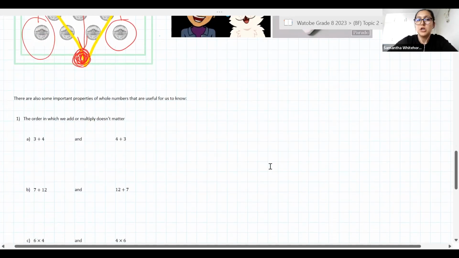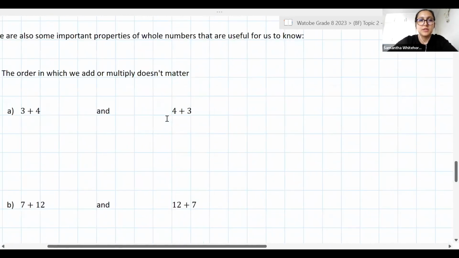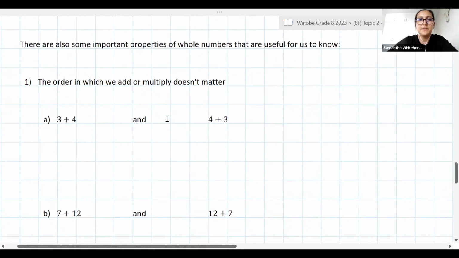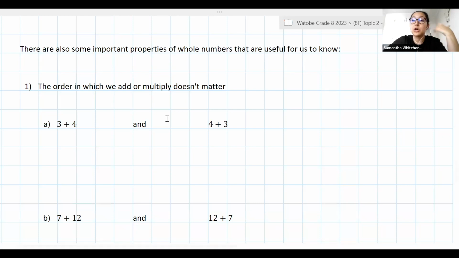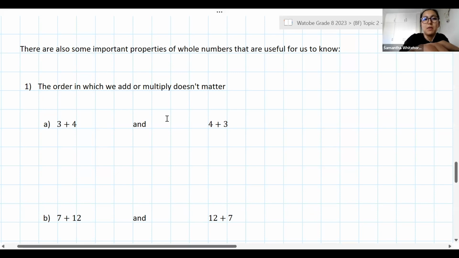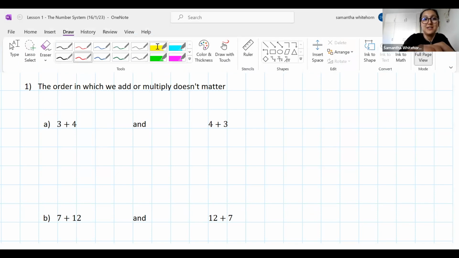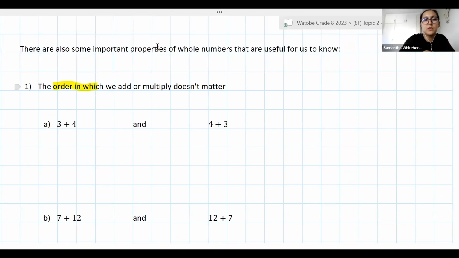Okay, so guys, when it comes to whole numbers, I'm just gonna make this a bit bigger so we can actually see. There's some important things that we need to bear in mind when starting to work with whole numbers, and we're gonna start to do basic operations as we go along here. The first thing that we need to know is that the order in which we add or multiply whole numbers actually doesn't matter. So the order in which we add or multiply doesn't matter. And I've got a whole bunch of examples here for you.